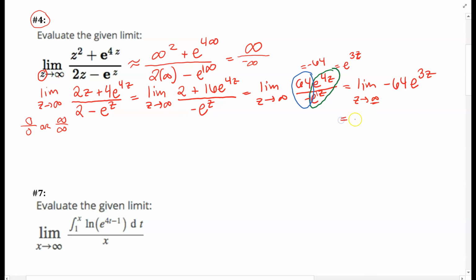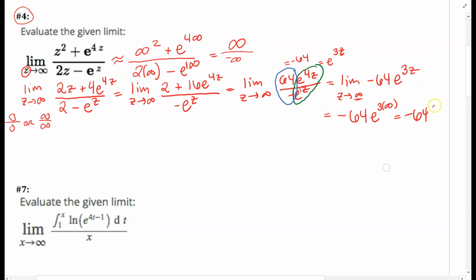So if you do that, this would end up being negative 64 times e to the 3 times infinity, which is basically negative 64 times infinity, which is going to provide a large negative number, right? Negative infinity. So those of you that got it wrong tended to select positive infinity as the answer because you probably recognized that the size of the numerator, both the degree and the size of e to the 4z, were bigger than the denominator. So this is a classic big over small scenario.